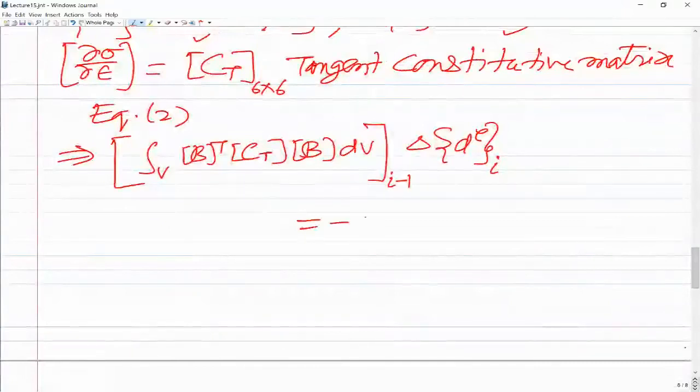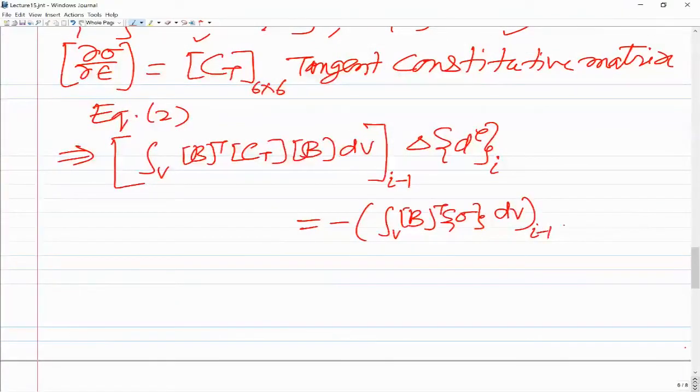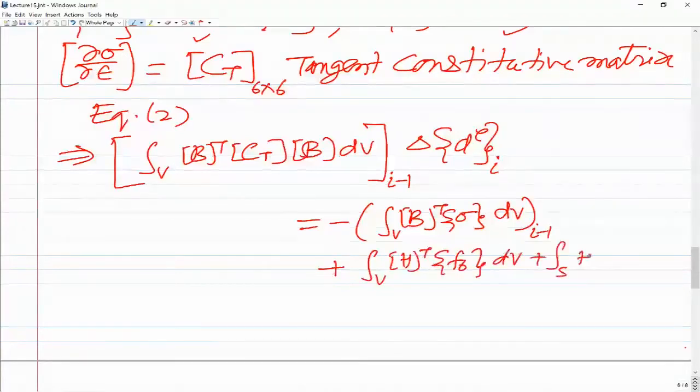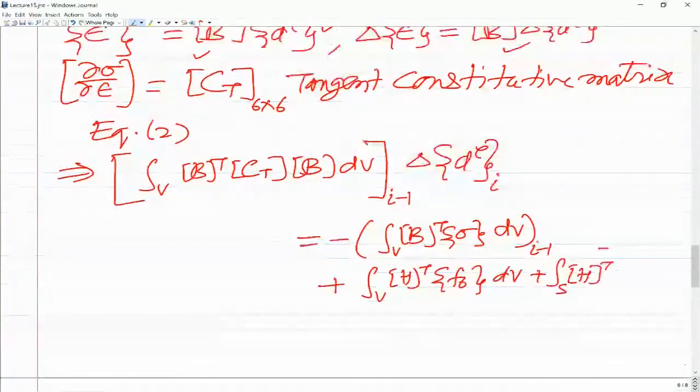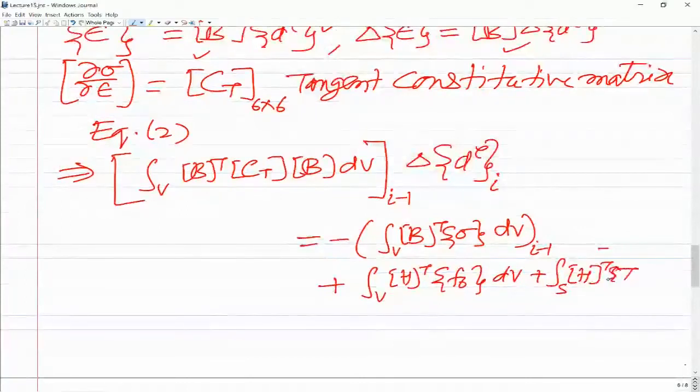So the first term would be minus the integration over volume of B transpose into sigma dV, evaluated at the previous iteration, that is i minus 1, plus the body and surface forces: H transpose into fb dV plus the integration over the surface of H transpose into t dS. So this is the final equation you get over here.